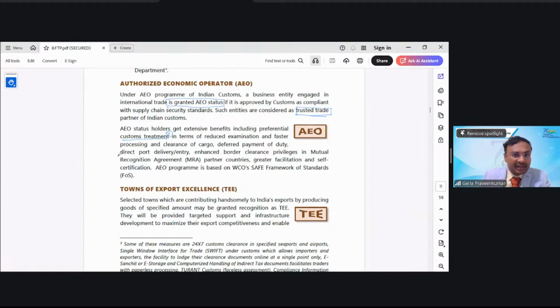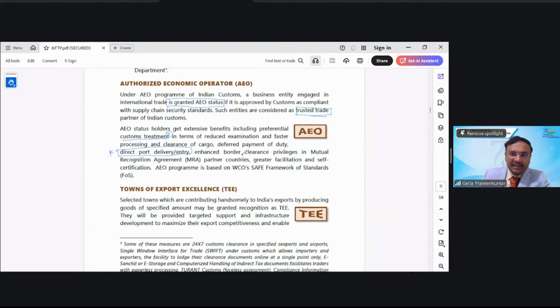Now, this is another wonderful initiative: direct port delivery or entry. My goods from the factory can get directly delivered at the port. From the port, they can come directly to my factory. Less hassle with regulations, examination, documentation. Enhanced border check privileges in a mutual recognition agreement.